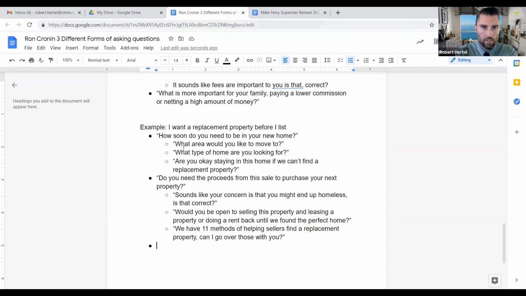That could go along the lines of what area would you like to move to? What type of home are you looking for? So that's a great question, Sasha. It goes right in with that. If you already know what they want, you could do that. So do you still want to stay in the Walnut School District? Do you still want to stay in this city, in this town? How important is it for you to be walking distance to the beach? Those are all great open-ended questions that we can ask in regards to this.